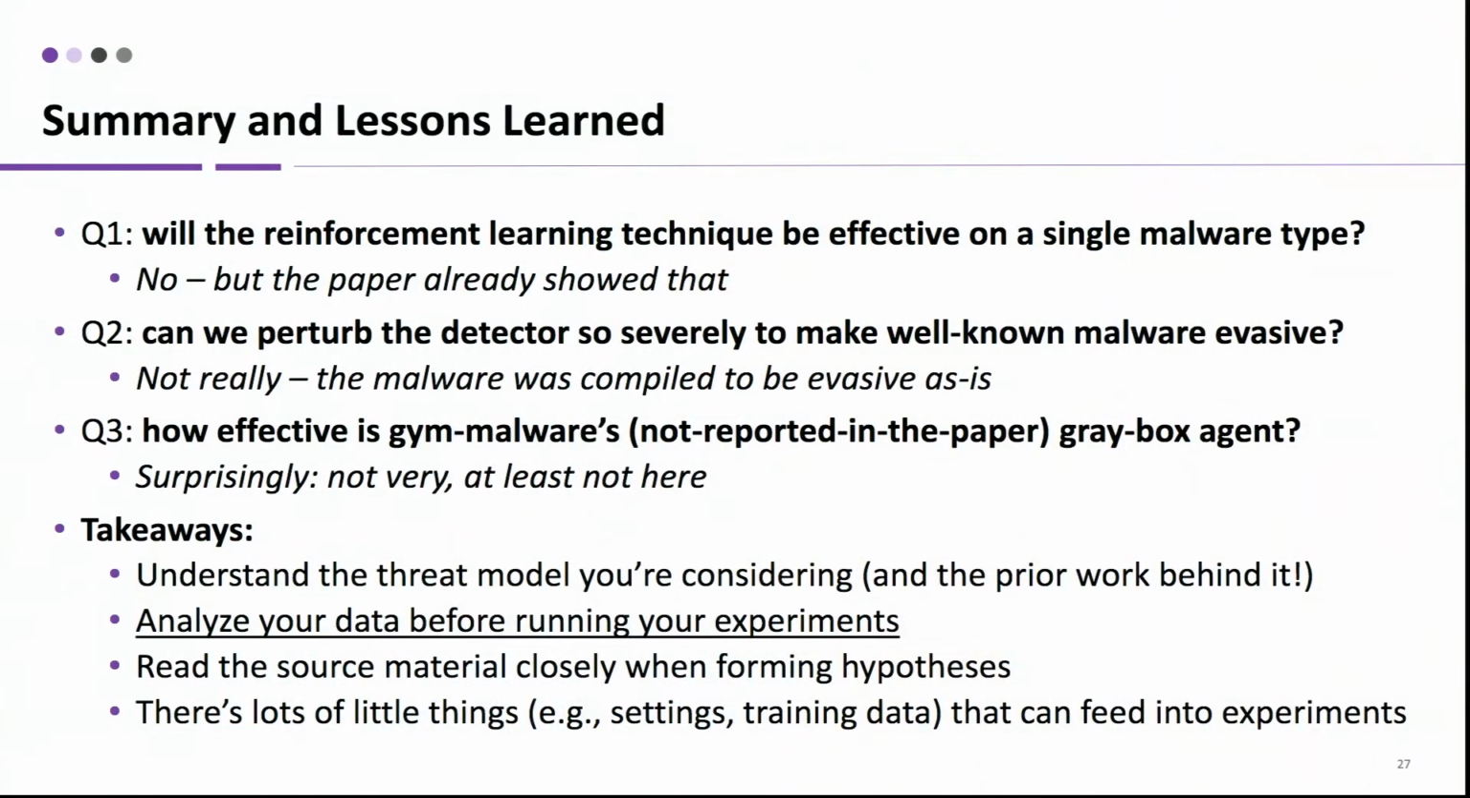So okay, I'm getting close to time, might even be beyond time, but a couple of closing thoughts, revisiting the big research questions we wanted to look at. Number one, will the reinforcement learning technique be effective here? No, but we should manage the expectation there better. Two, can we perturb the detector so severely to make this known malware evasive? Not really. It was kind of compiled to be evasive as it was. And finally, number three, how effective is gym-malware as a gray box agent? Surprisingly, not very, at least not here, not with Meterpreter and these kind of contrived, experimental settings.